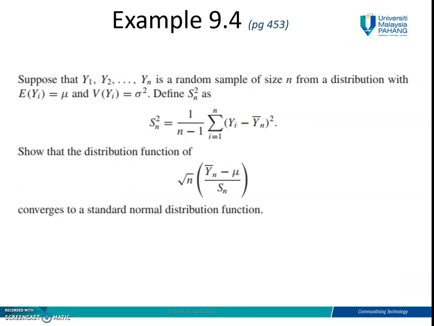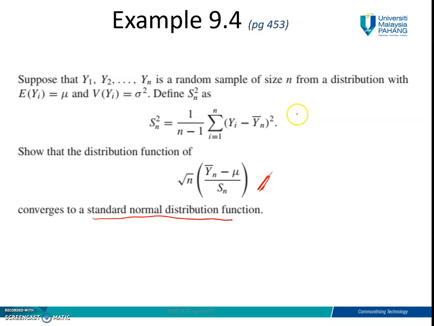All right, so you can see example 9.4 here, page 453. Suppose that Y1, Y2, ..., Yn is a random sample of size n from a distribution with expected value of Y_i equal to mu and variance of Y_i equal to sigma squared. Define S squared n as shown. Then show that the distribution function of this expression converges to a standard normal distribution function.